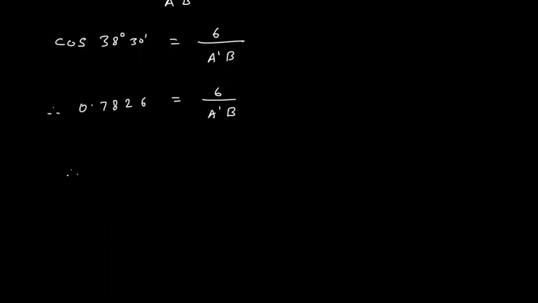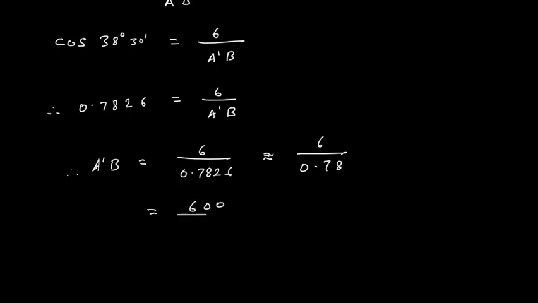So A dash B is equal to 6 divided by 0.7826. Now I will round off and say this is 0.6 upon 0.78. This will give me a little better calculation. So this is equal to 600 divided by 78. First with 2: 300 divided by 39, 2 3s are 6, 2 9s are 18. Then with 3 I can divide, so this is 100 divided by 13.